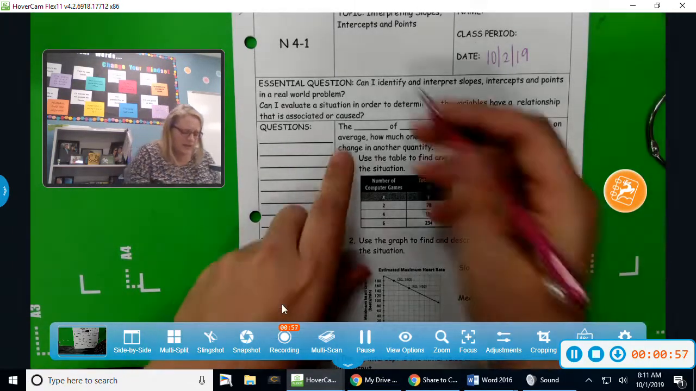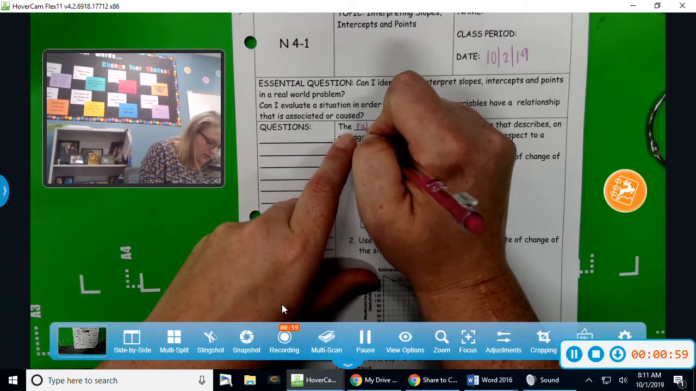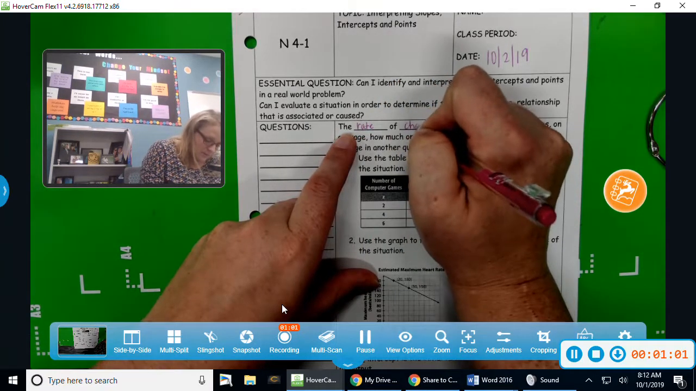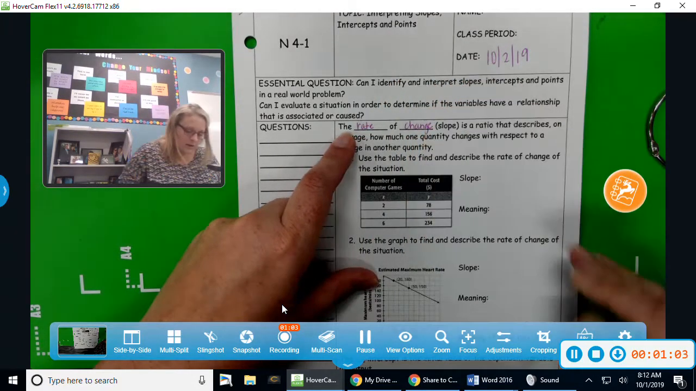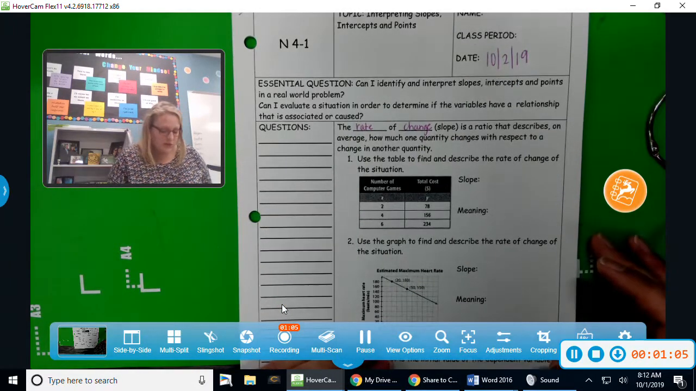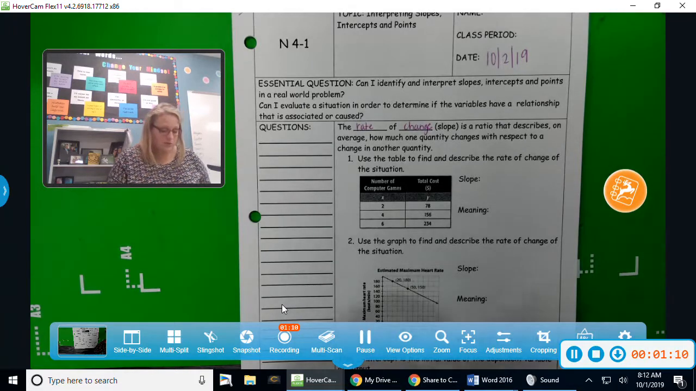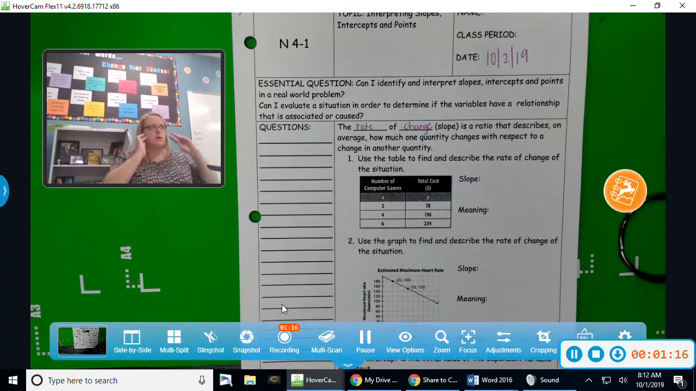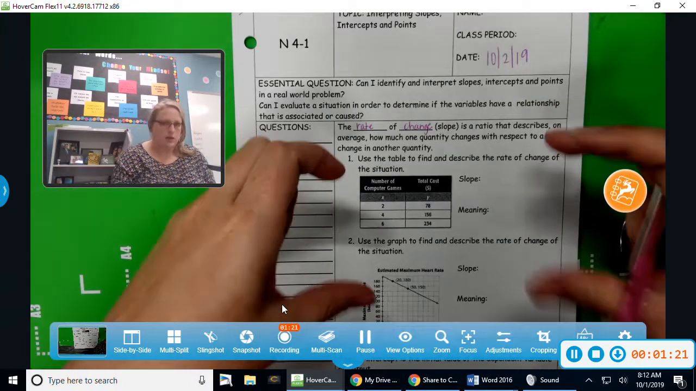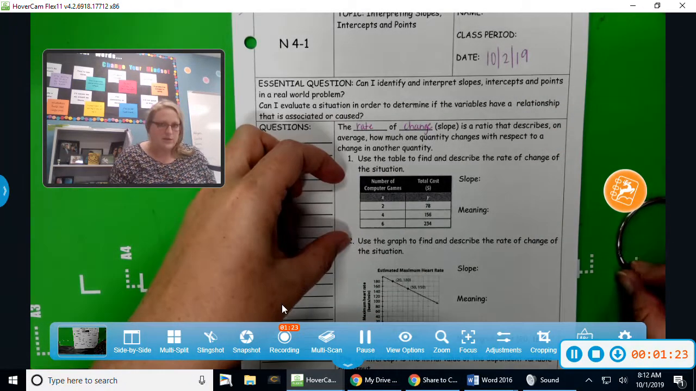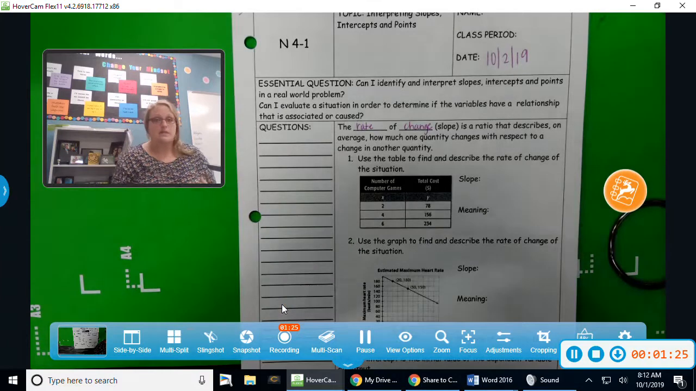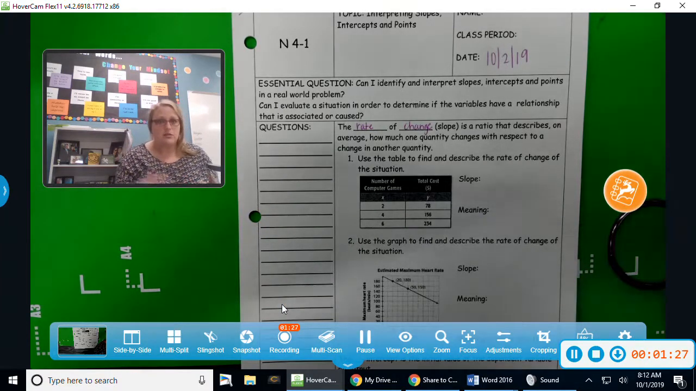Okay, so let's remember what slope is. The rate of change, or slope, is a ratio that describes, on average, how much one quantity changes with respect to a change in another quantity. Okay, so the problem will give you some information, mainly because I'm not going to give you just a giant word problem. We're going to start with the little things. So it'll give you some information, and then you need to first find the slope, and then second, you need to determine what it means.